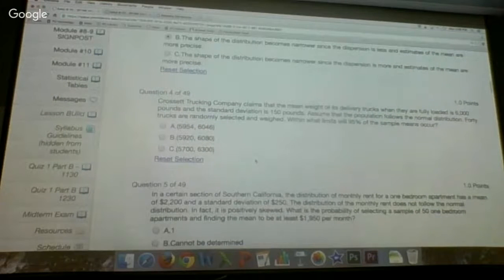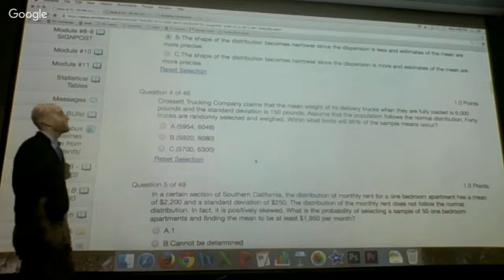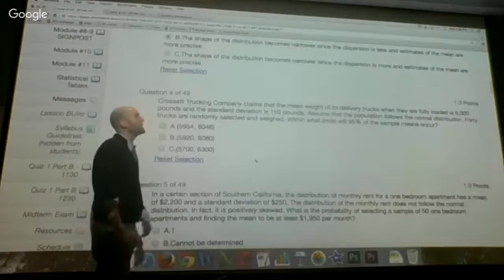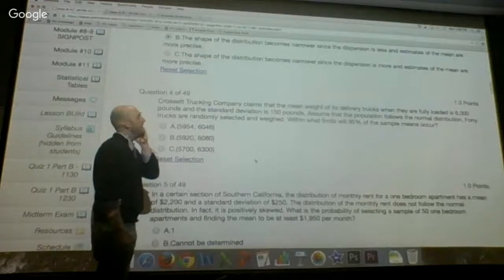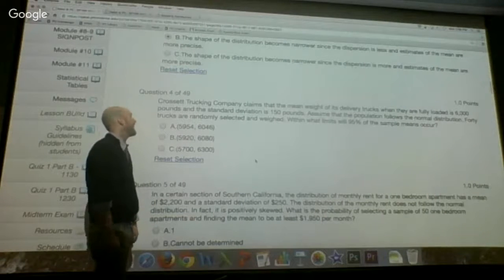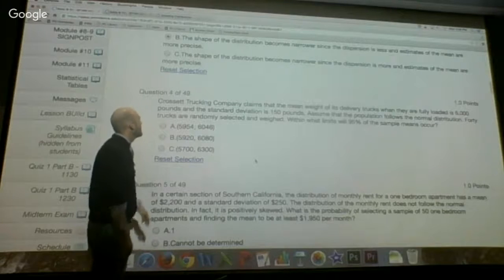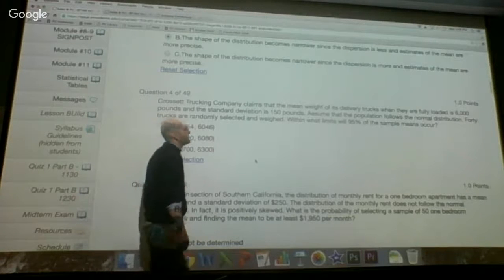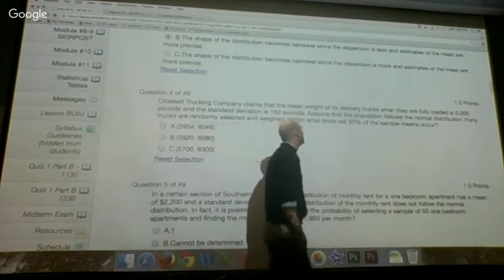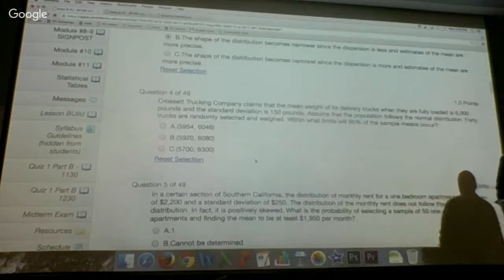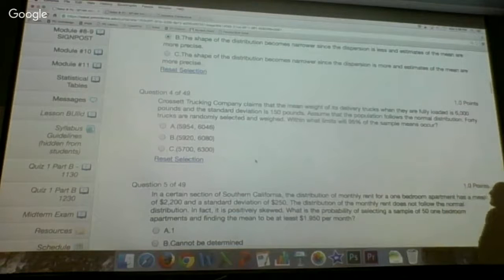Hey, let's start actually working on a problem here. A trucking company claims that the mean weight of its delivery trucks when they are fully loaded is 6,000 pounds with a standard deviation of 150 pounds. Assume that the population follows a normal distribution. 40 trucks are randomly selected and weighed. Within what limits will 95% of the sample means occur?